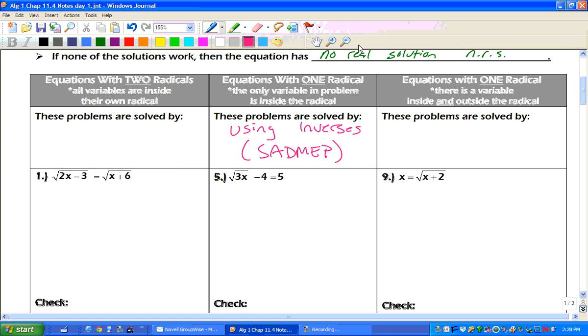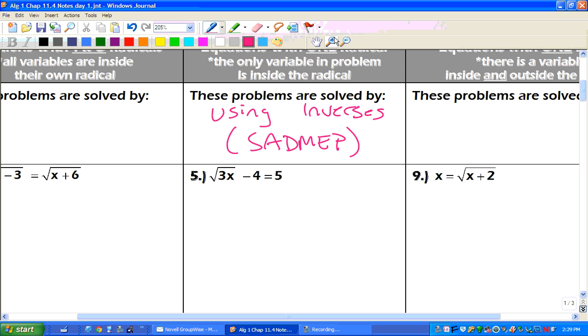So, when you see a problem like this, looking at number 5, see how only the 3x is inside the square root? I want to put that inside of parentheses. And now we're just going to use SADMAP to solve it, okay? So, first thing we got to do is add the 4 to both sides. And now we get the square root of 3x, and that's still in the parentheses, equals 9.